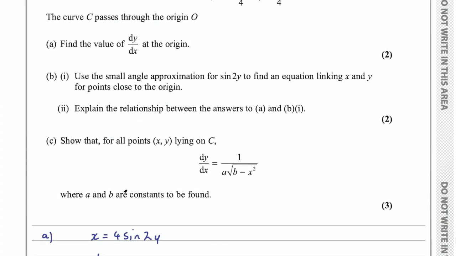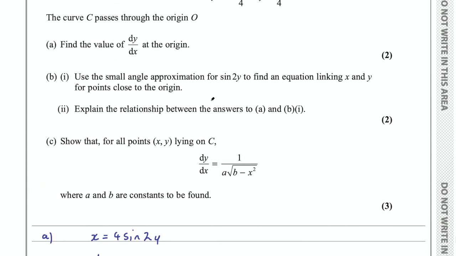That's part A. Part B says use the small angle approximation for sine 2y to find an equation linking x and y for points close to the origin. And part 2 says explain the relationship between the answers to A and B, part 1. The small angle approximation formulas are in your formula booklet, and the one for sine is sine theta is equal to theta for small angles. So if we have a sine of 2y, then this will equal 2y for small angles.